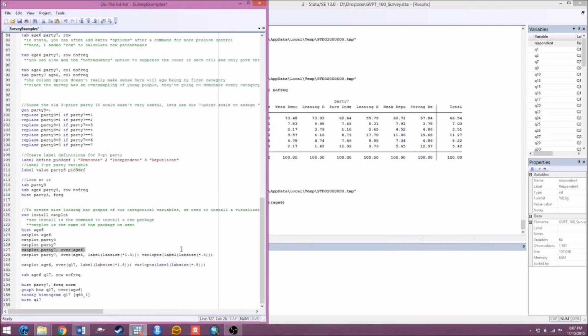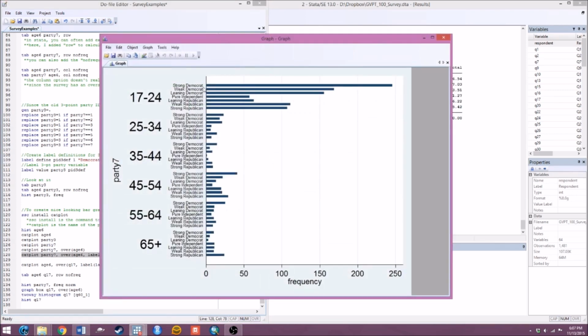So what I can do is, this is just some labeling stuff. It's going to make it look nicer. Okay, so this does actually look much nicer. And this lets us look at the distributions of partisanship across groups. So this looks good.